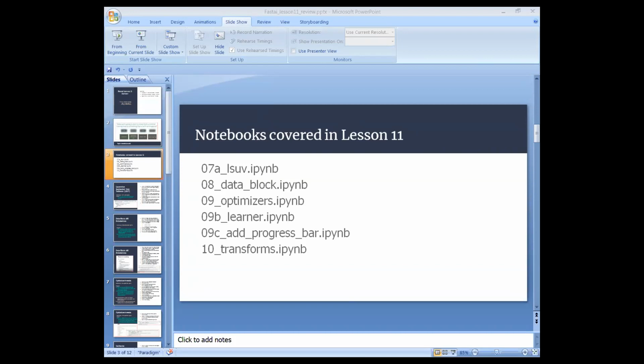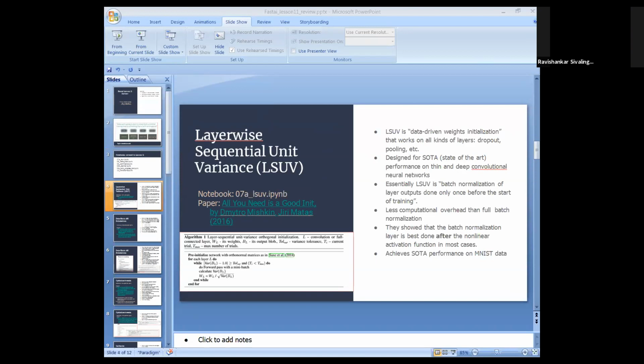The first one, he uses this LSUV notebook, which is called Layer-Wise Sequential Unit Variance. It's based on the paper, All You Need Is a Good Init, and the algorithm is laid out here on the left. Instead of batch norm, where you normalize at every step, in LSUV you just normalize the first batch, and then things evolve to take care of themselves. The data takes care of itself from then on.